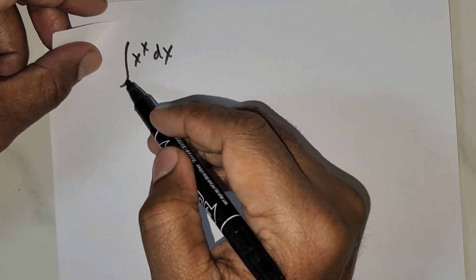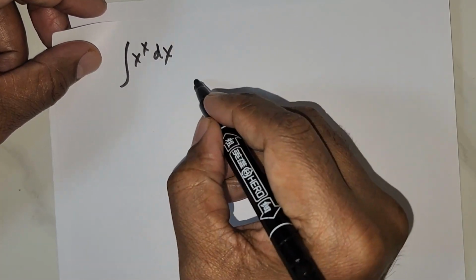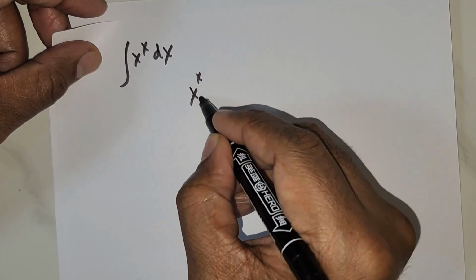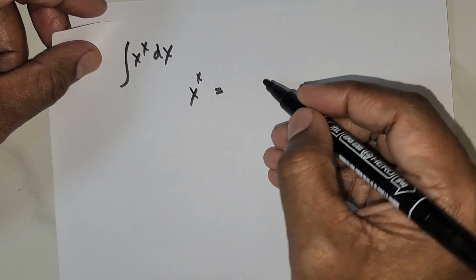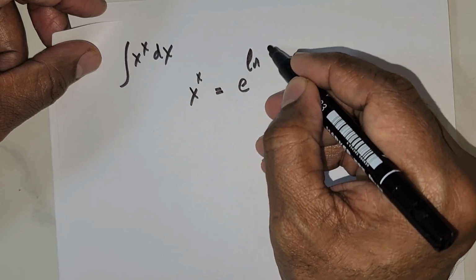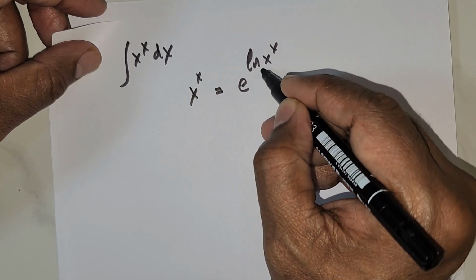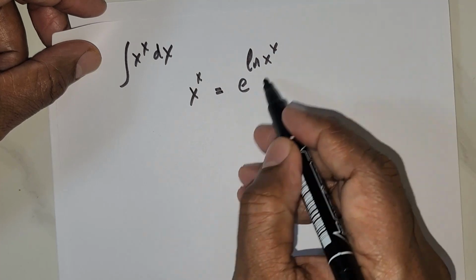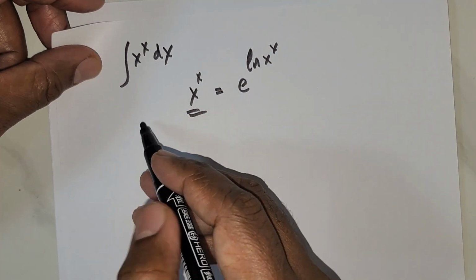We are expected to integrate the integral of x raised to the power of x times dx. Now foremost, I would like to rewrite x raised to the power of x with some base. I'm going to use e. So e raised to the power of ln of x raised to the power of x. The base is e, so this is nothing but the left hand side.